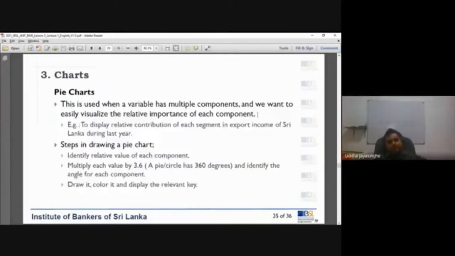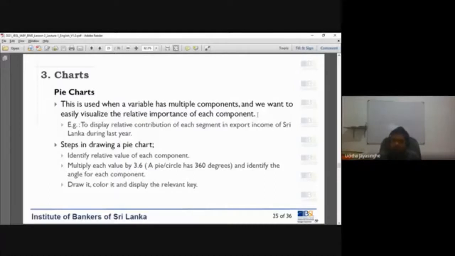Right. This is interesting. The last one, the pie charts. Nothing but a circle with a 360 representation. You're going to approximate the values for each slice. Okay. So each slice you're going to approximate and assign the number of degrees to be represented. This is used when a variable has multiple components and we want to easily visualize the relative importance of each component. Easy to understand what is the biggest one.